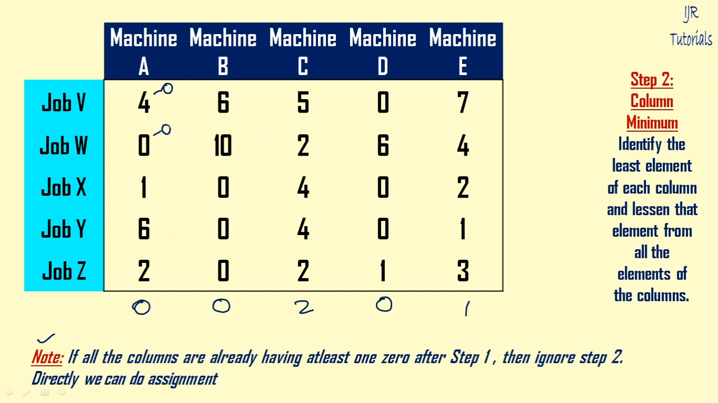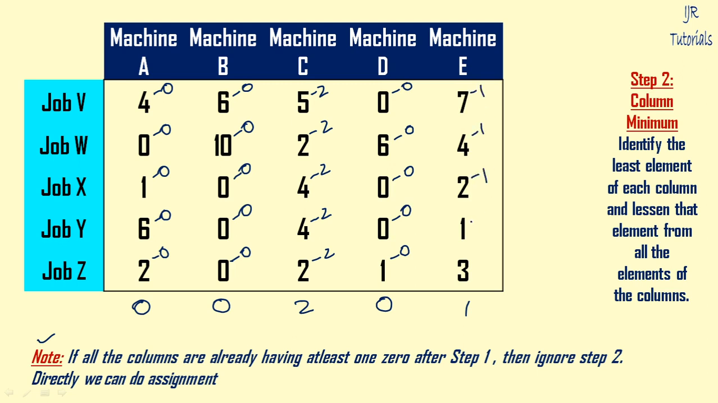4 minus 0, 0 minus 0, 1 minus 0, 6 minus 0, 2 minus 0. And here 6 minus 0, 10 minus 0, 0 minus 0, 0 minus 0, 0 minus 0. 5 minus 2, 2 minus 2, 4 minus 2, 4 minus 2, 2 minus 2, 0 minus 0, 6 minus 0, 0 minus 0, 0 minus 0, 1 minus 0, 7 minus 1, 4 minus 1, 2 minus 1, 1 minus 1, 3 minus 1.